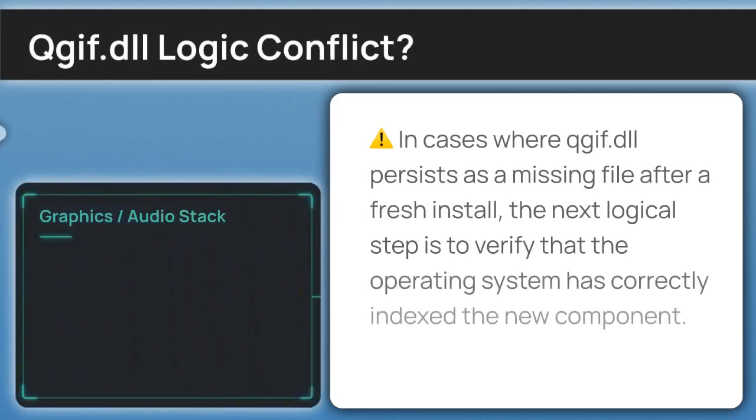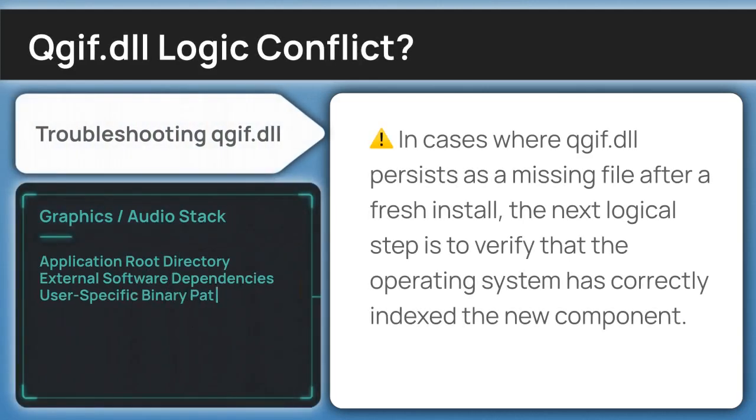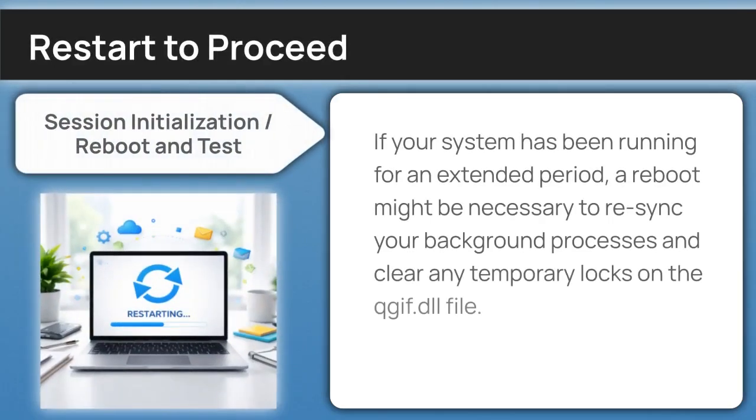If the error persists despite the new library files, we must verify if a simple synchronization conflict is preventing the file from loading. A standard reboot clears out temporary memory conflicts and gives the Windows loader another chance to properly register the Qt GIF library component during startup.